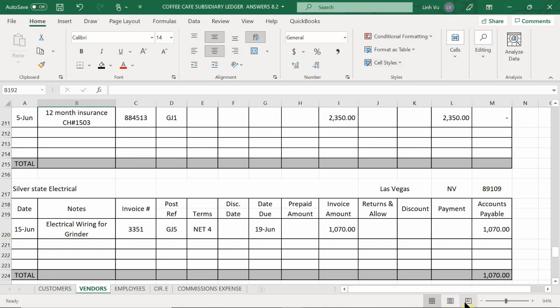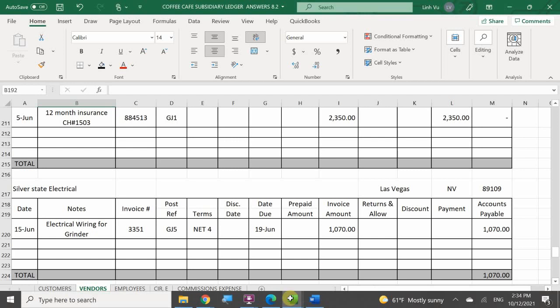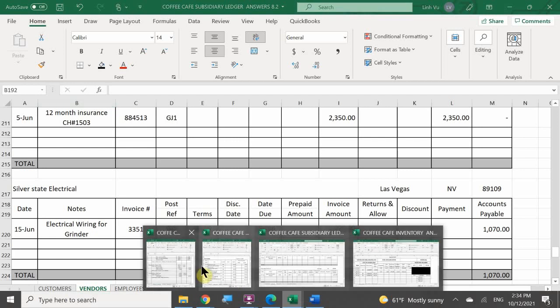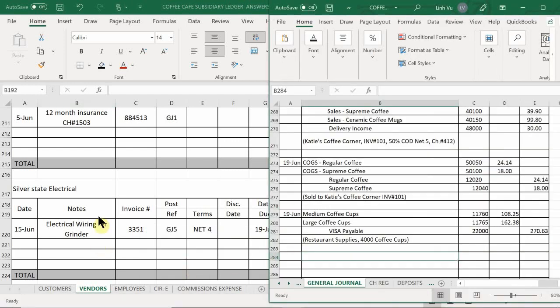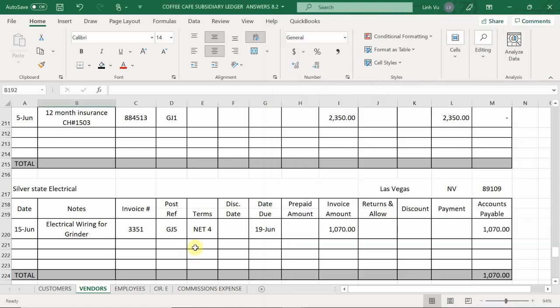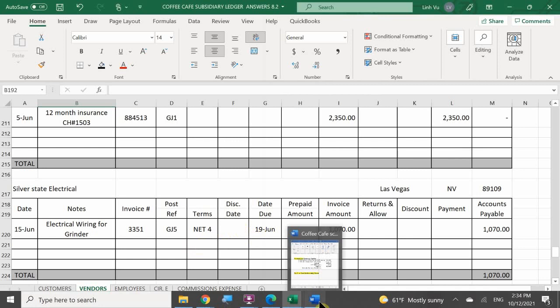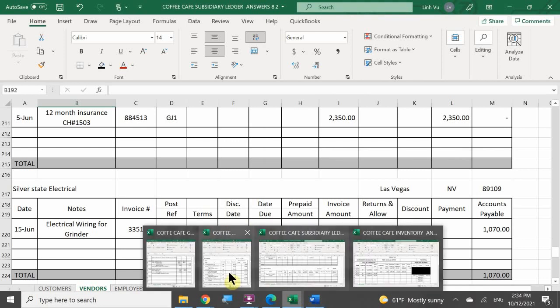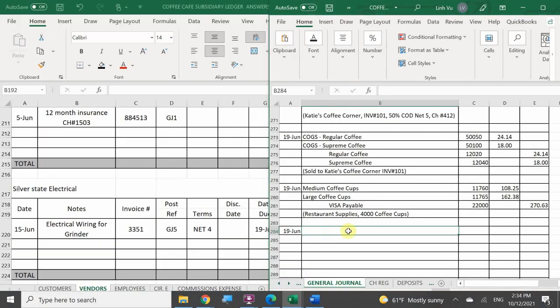I see we have to pay him. So if it was an account payable, no? Yes, accounts payable, right? Because we already recorded that the expense already happened. In this case, we're just paying them off. So in this case, it is Silver State Electrical. When does it say that the bill's due? The 19th of June. Okay. So let's go ahead and record that.